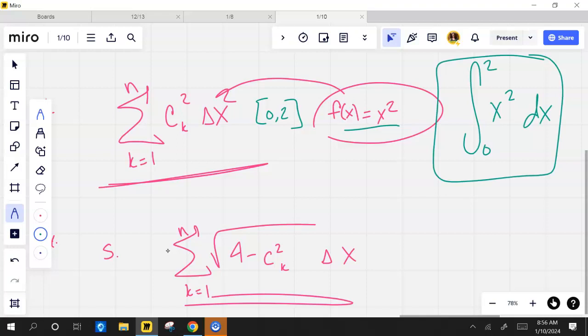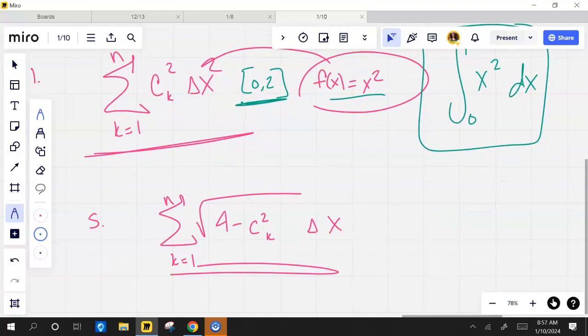How do you know it goes from 0 to 2? This was given in the problem, 0 to 2. So you try this one. Number 5 tells you to go from 0 to 1. So see if you can write the integral for that.